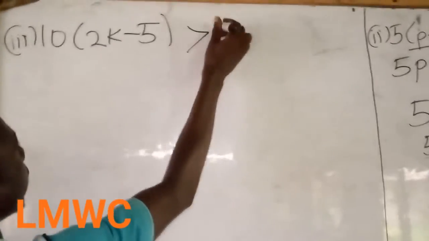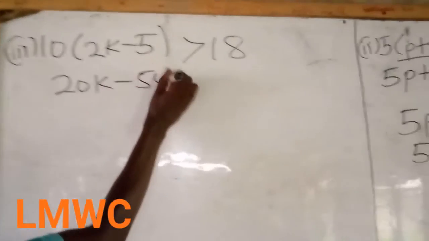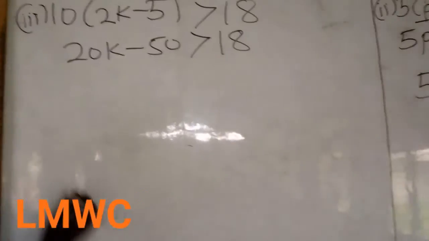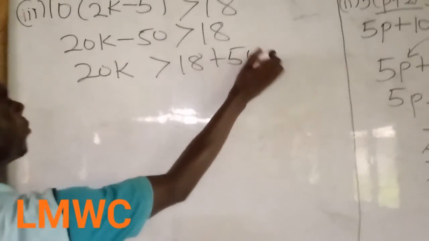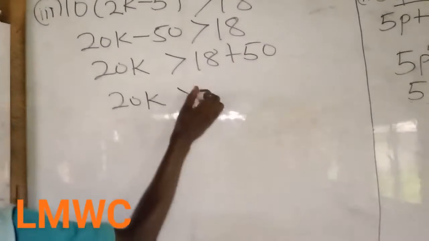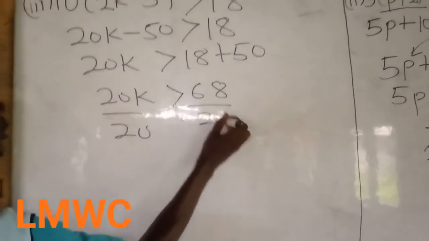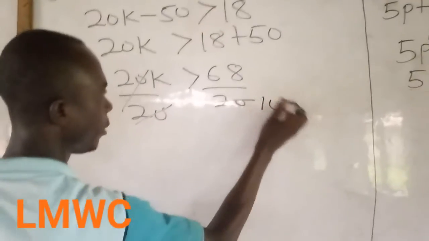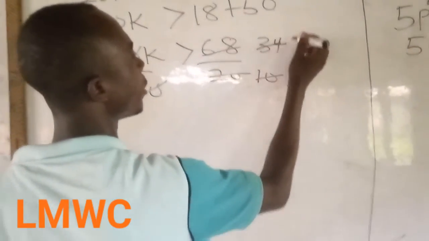Third one. 10 bracket 2k minus 5 is greater than 18. So we remove bracket. 10 times 2k, 20k minus 50 is greater than 18. So it becomes 20k is greater than 18 plus 50. 20k greater than 68. So you divide both sides by 20. So 2 goes here 10. 2 goes here 34, 2 goes here 5, 2 goes here 17.